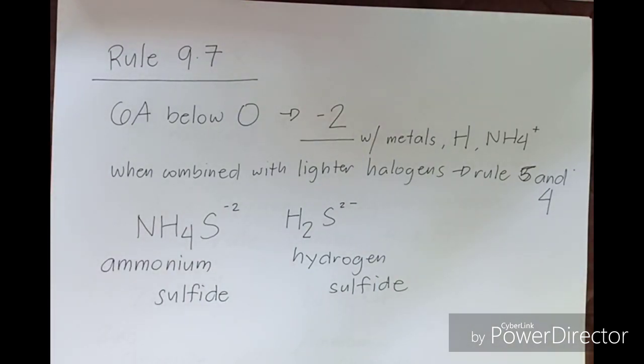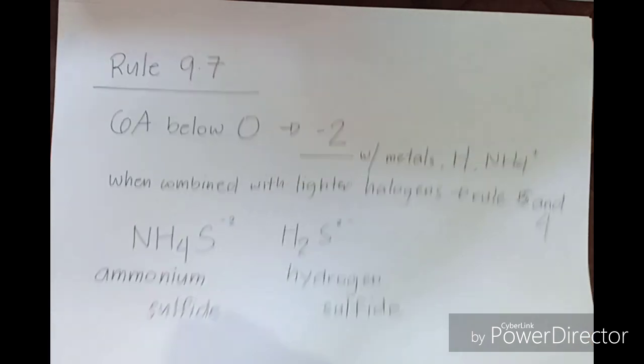Next group. Group 6A elements below oxygen have oxidation numbers of -2 in binary compounds with metals, with H, or with NH4+. If these elements are combined with oxygen or with a lighter halogen, their oxidation states can be found by using rules 3 and 4. In hydrogen sulfide, sulfur has a charge of -2. In ammonium sulfide, sulfur has a charge of -2 also.